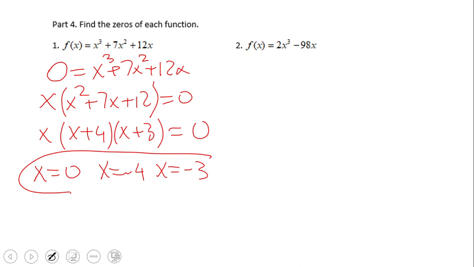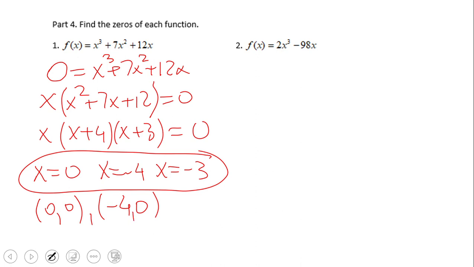Ladies and gentlemen, these are the zeros of the function also, right? At x equals 0, the function is 0. At x equals -4, the function is 0. And at x equals -3, the function is 0. Excellent. Pause this video clip and go ahead and try number 2.